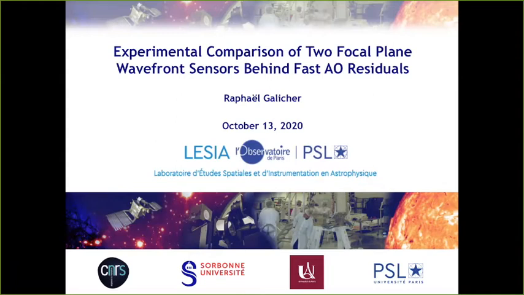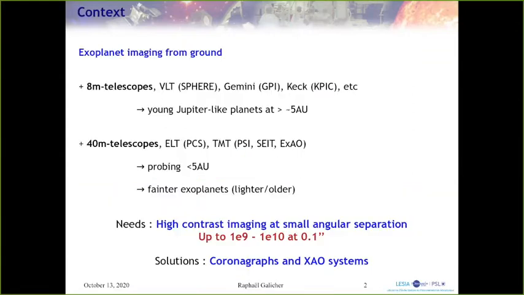I'm Raphaël GALICHER from the Paris Observatory, and I will talk about focal plane wavefront sensing. The objective is to do high contrast imaging with a difference of luminosity going from 10^-9 to 10^-10 at a fraction of an arc second, and the objective is to get images of exoplanets.